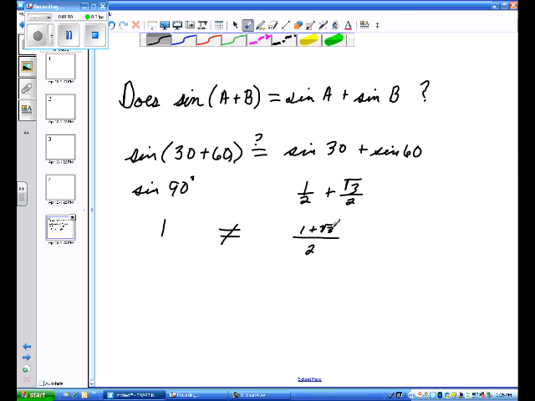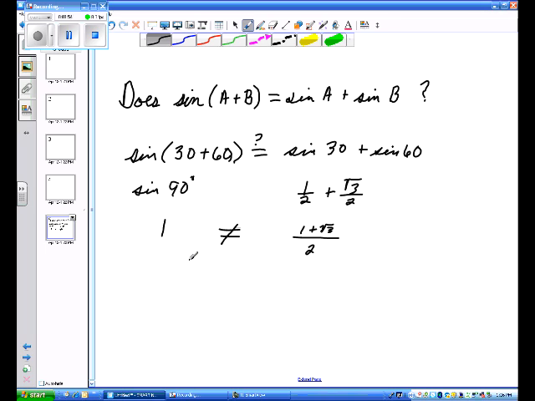Square root of 3 is more than 1, and so our numerator is more than 2, and so this value is more than 1. But they're not equal. So what we're going to find is we cannot distribute. We've said many times before that a function, sine, cosine, tangent, by itself has no meaning. You always have to have it with an angle. And so we can't distribute sine because it's not a function in itself.